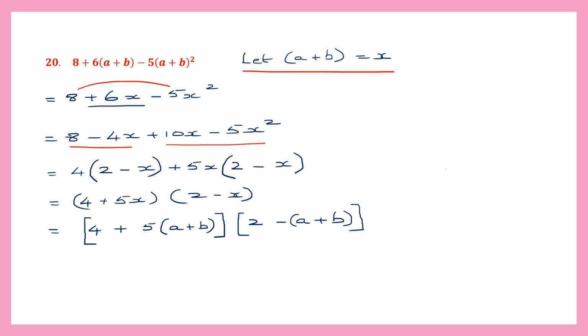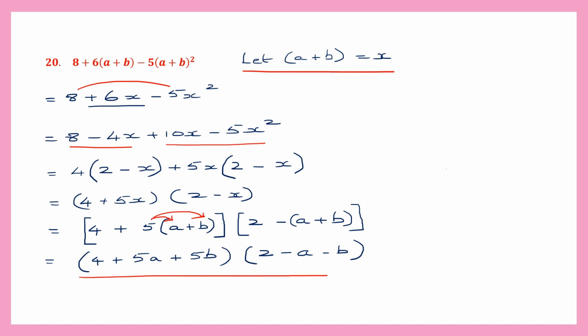Okay, now let's open brackets everywhere. So this will become 4 plus multiply 5 into a and 5 into b. So that becomes 5a plus 5b. Now here what do we have? 2. Now since we have minus before the bracket, change all signs. Minus a minus b. So now we have 4 plus 5a plus 5b and 2 minus a minus b, and that is our answer.